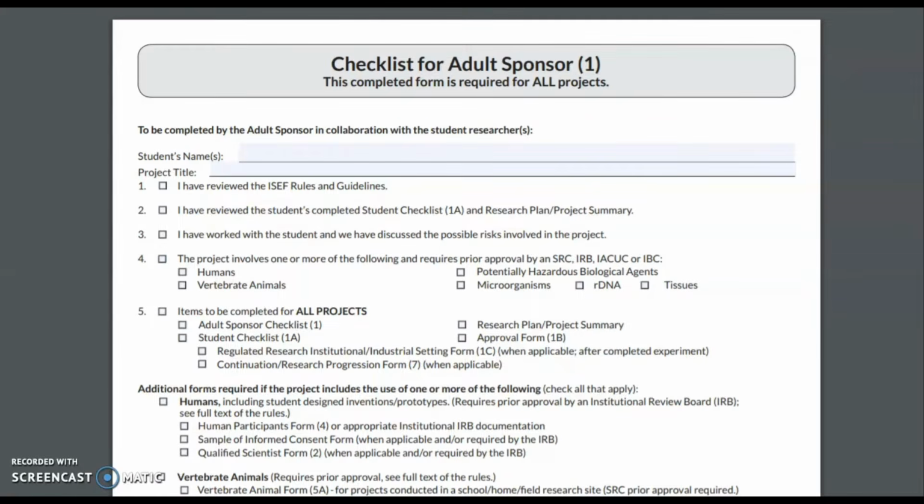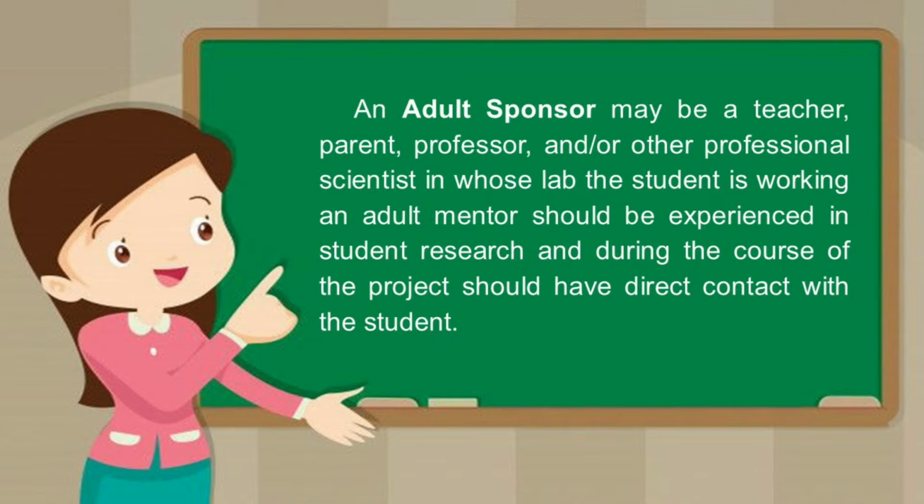Research Form 1 is a checklist for adult sponsor. It should be completed by the adult sponsor in collaboration with the student researcher. What is an adult sponsor? An adult sponsor may be a teacher, parent, professor, or any other professional scientist in whose lab the student is working. An adult mentor should be experienced in student research and during the course of the project should have direct contact with the student.